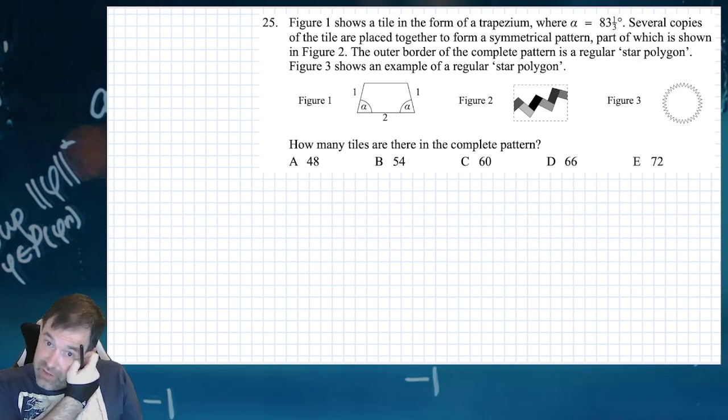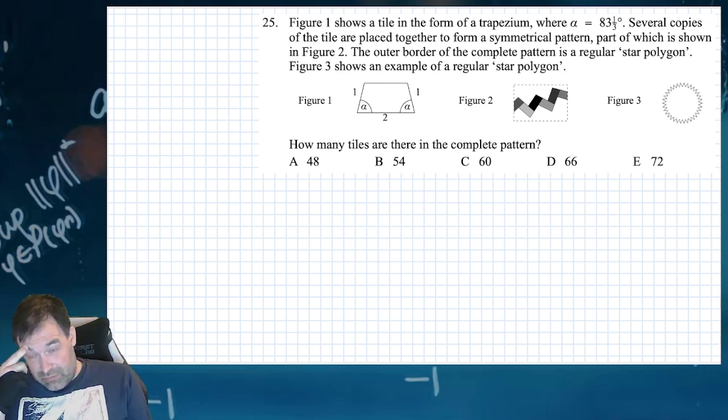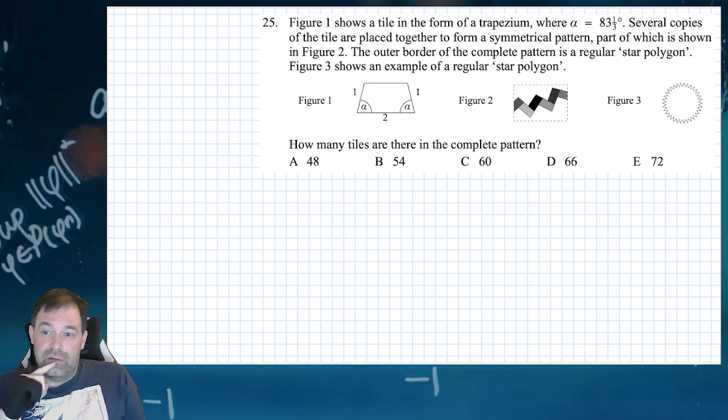Figure 1 shows a tile in the form of a trapezium where alpha is 83 1/3 degrees, so that's the angle there. Several copies of the tile are placed together to form a symmetrical pattern, part of which is shown in figure 2. It's like a zigzag pattern. The outer border to the complete pattern is a regular star polygon. Figure 3 shows an example of a star polygon, so it goes all the way around. How many tiles are there in the complete pattern?